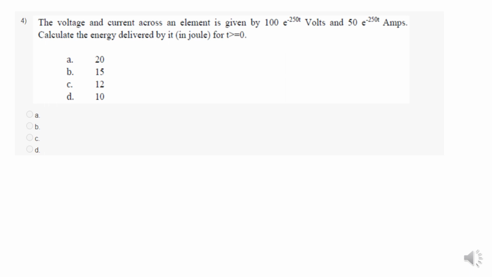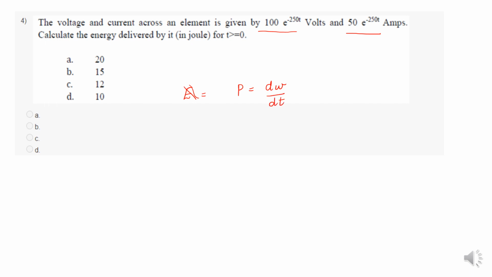Next, the voltage and current across the element are given by 100 e^(-250t) and 50 e^(-250t). Calculate the energy delivered by it in joules, for t greater than or equal to 0. What is the energy?